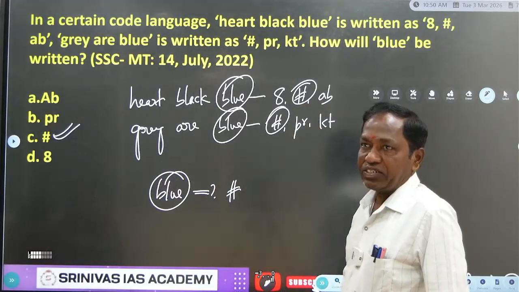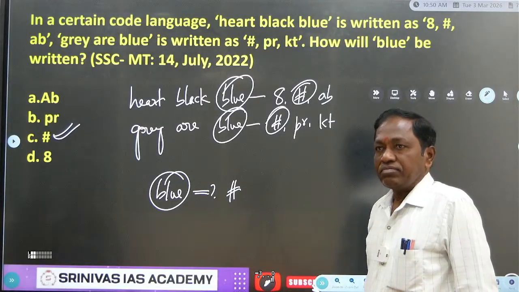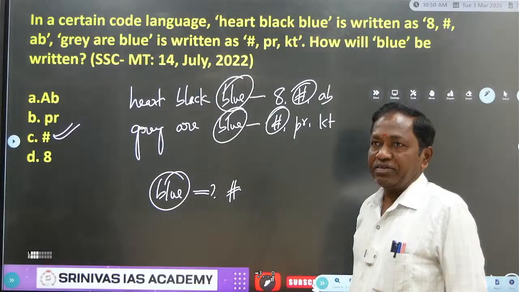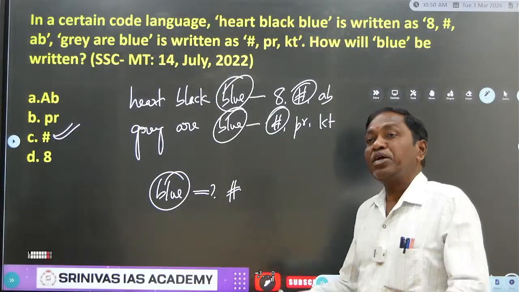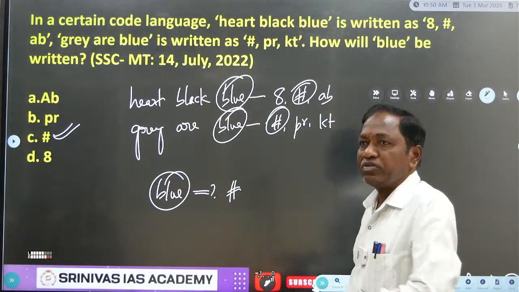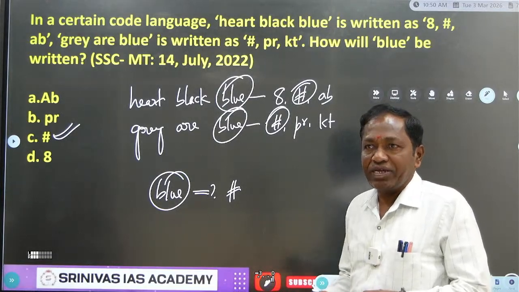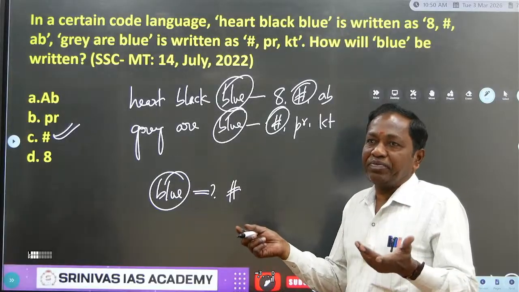So blue means ash. If there are two words that are common in both the sentences, then it cannot be determined. There may be a possibility of the option either this or that, or cannot be determined. In the previous question we checked that too.